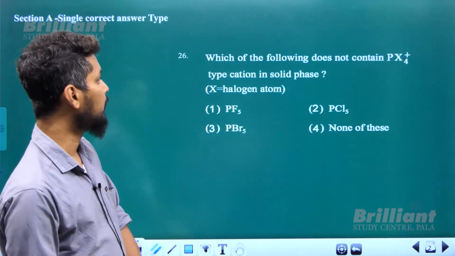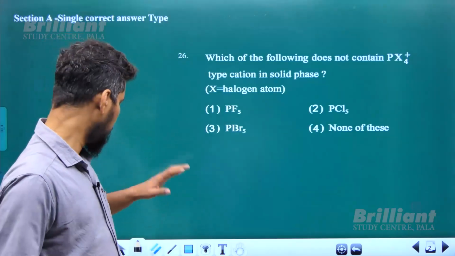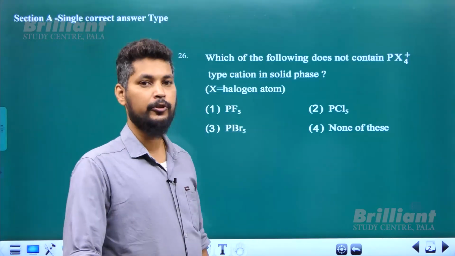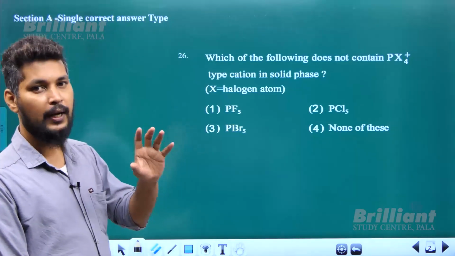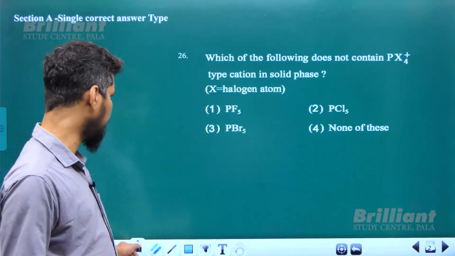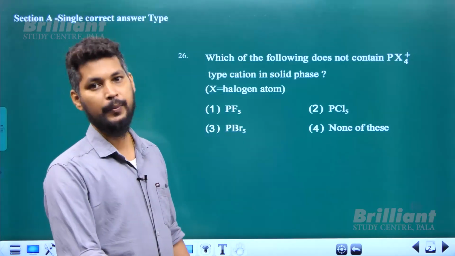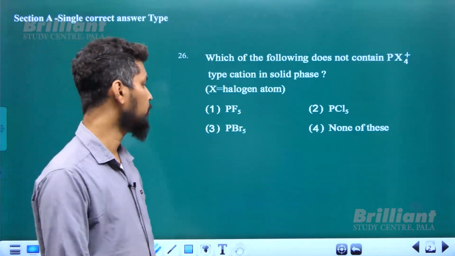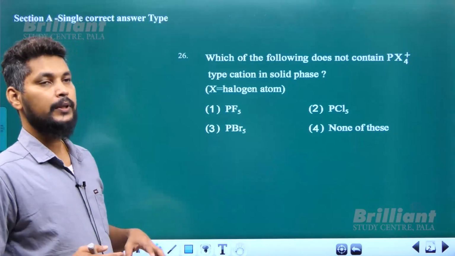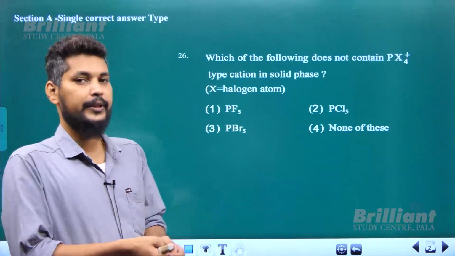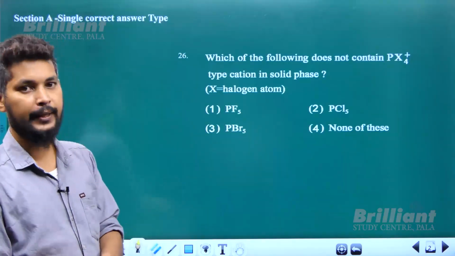Which of the following does not contain PX4 positive type cation in solid phase? This question is based on the structure of phosphorus pentahalides in solid state, and it basically depends upon the size of the halogen atom. Here you have three different types of compounds, one with fluorine, one with chlorine, and one with bromine. When moving down the group from fluorine to bromine, the size of the halogen increases. Because of steric hindrance, it cannot accommodate more halogen atoms around a central atom.